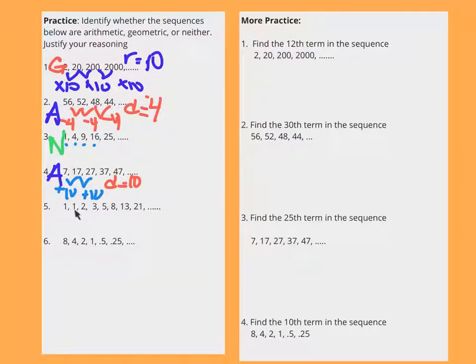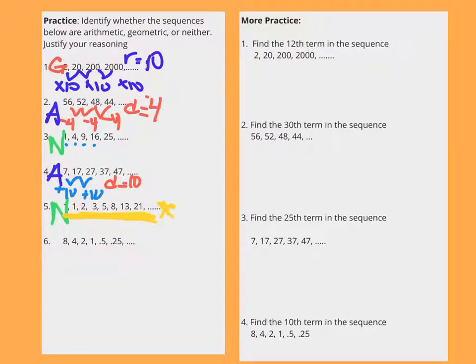If I look at the ratio, 1 divided by 1 is 1, 2 divided by 1 is 2, not a constant ratio. So I don't have a constant difference and I don't have a constant ratio. So that tells me that this sequence here is neither. This sequence here is also another special sequence. It is called the Fibonacci sequence, and we will take a look at that one in class on Tuesday.